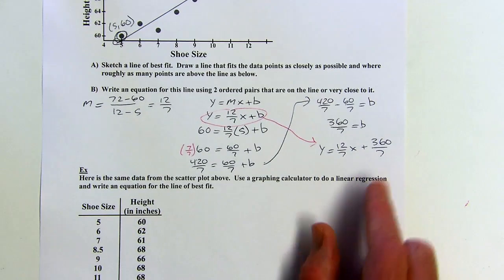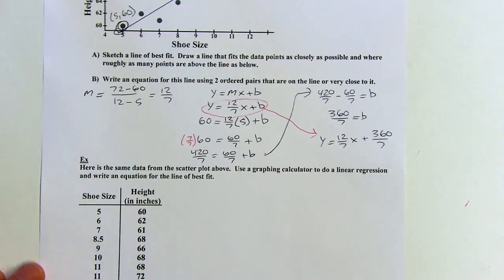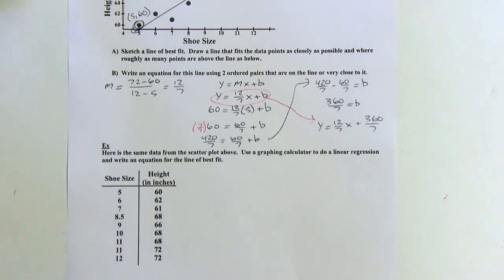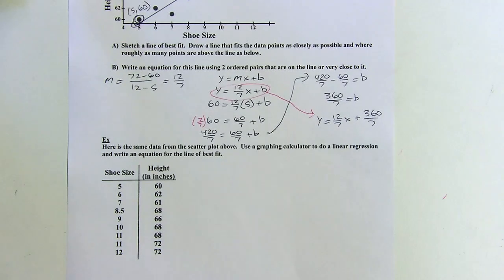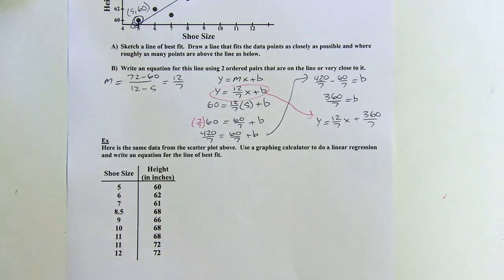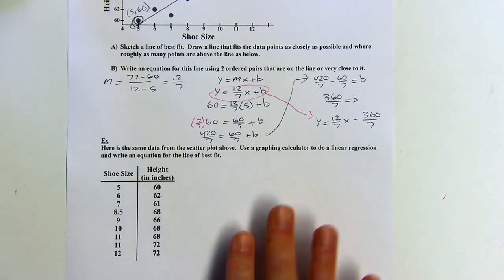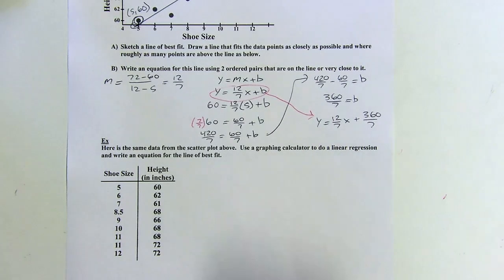Okay? All right. So let's look at this next one. Here is the same data from the scatter plot above. Okay, so those are all the ordered pairs. And let's try to do this with a graphing calculator. So we can also make a graphing calculator do this.